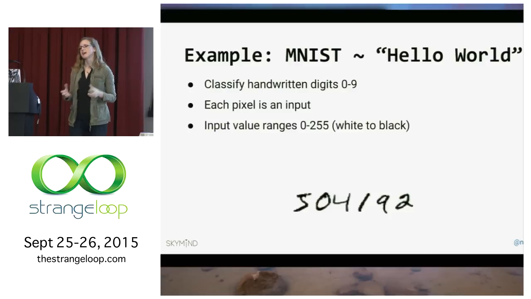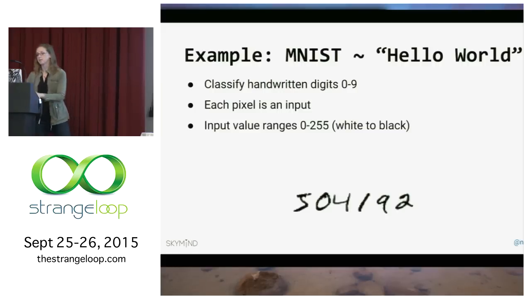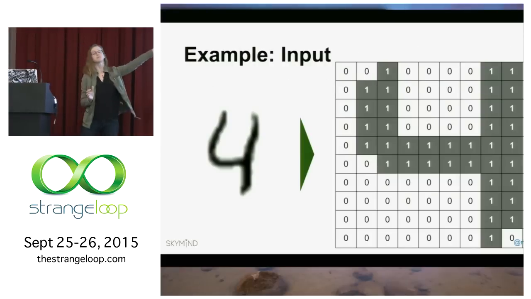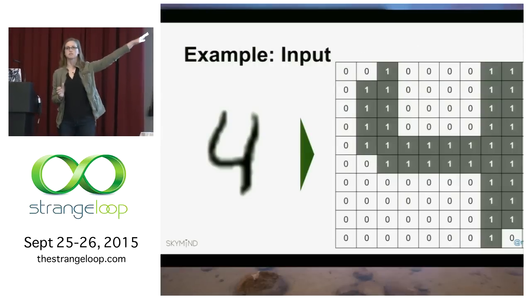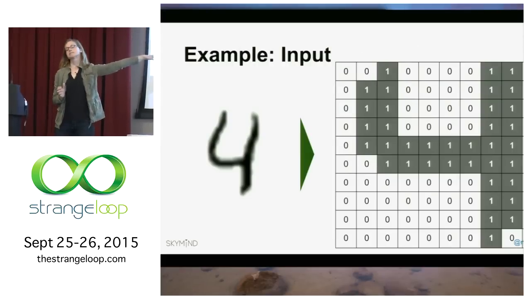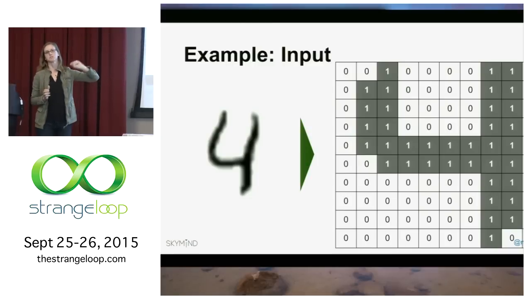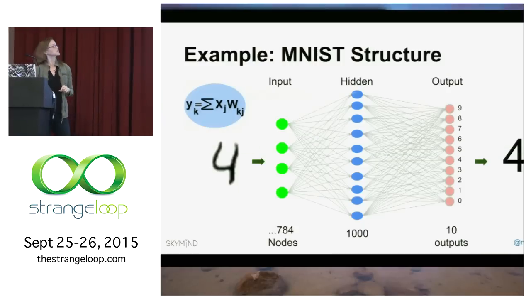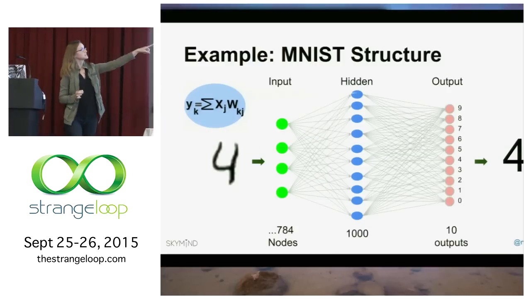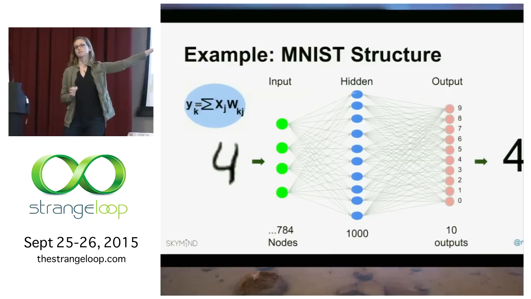MNIST is basically saying I've got a bunch of pictures of handwritten digits. I'm going to classify those pictures between 0 and 9. And the pictures are grayscale, so I'm converting these pictures into pixels and converting those pixels into numbers. I've overly simplified this. The numbers are actually 0 through 255. And then the structure I want to build is this structure. It's going to be overly simplified, fully connected.